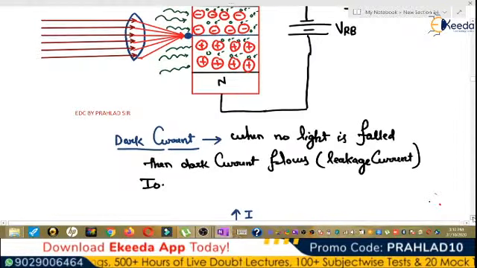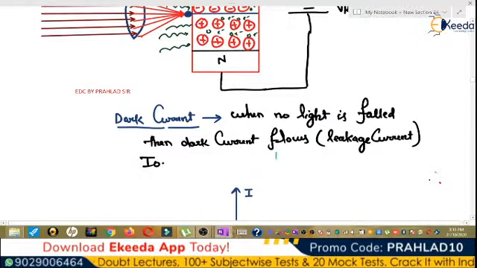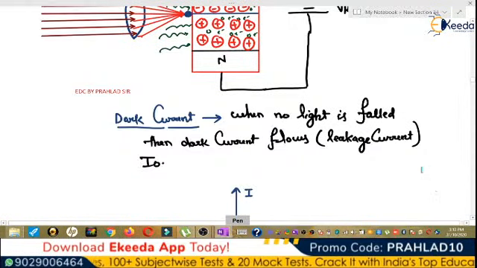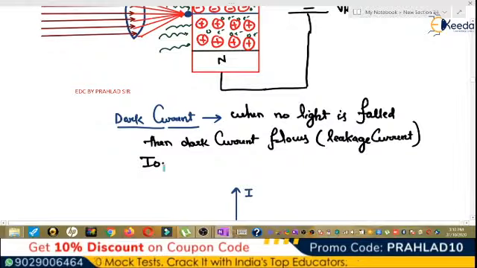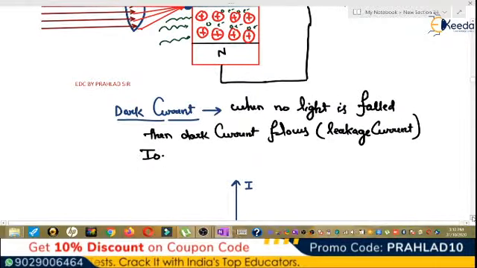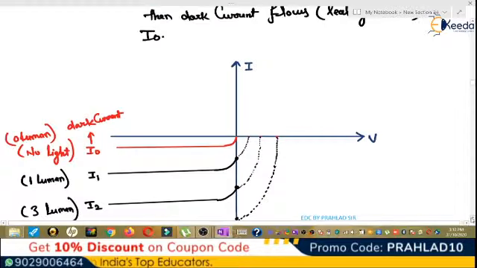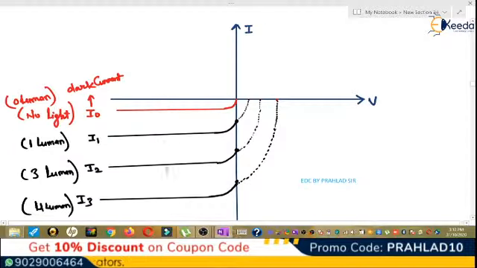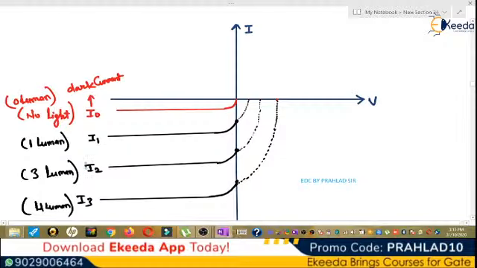So dark current is the current when no light is falling; then the current is called the dark current, which is equal to the leakage current. When we draw the VI characteristic here, this is the dark current when no light is falling. When light intensity increases, like 1 lumen, 3 lumen, 4 lumen, this current increases.